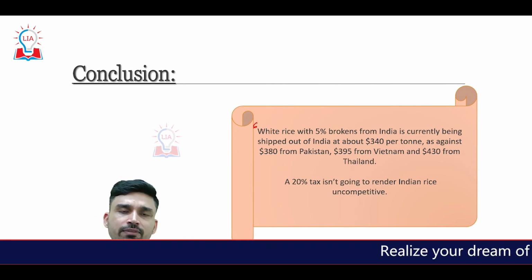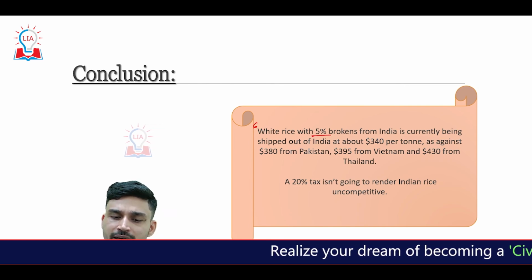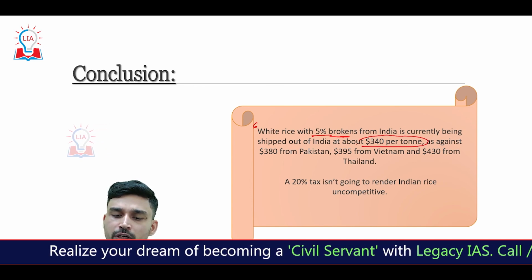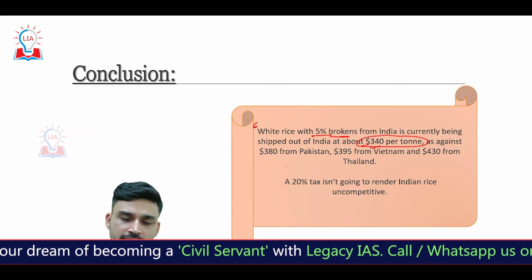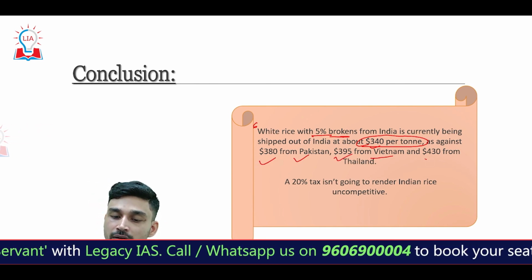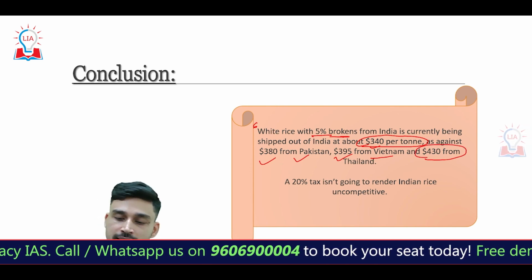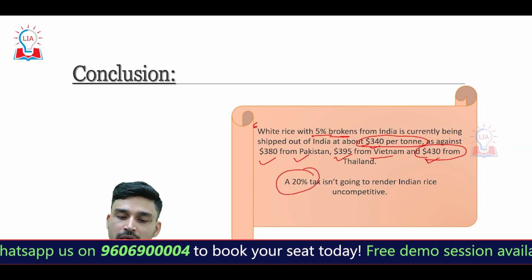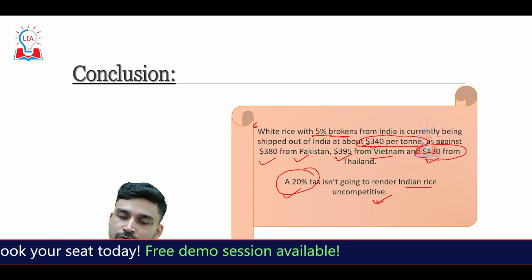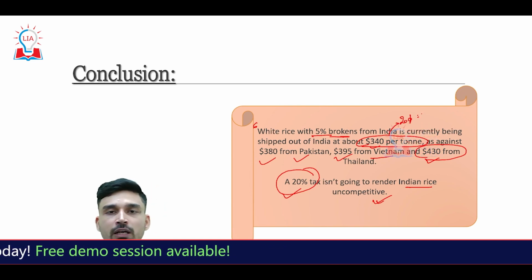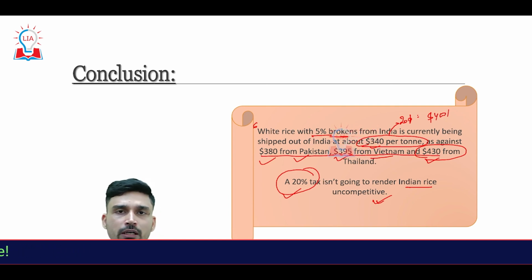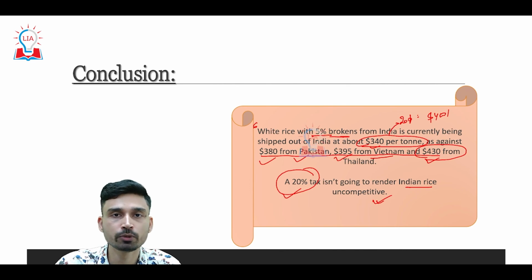If we believe the experts, white rice with 5% broken grains from India is being shipped out at the rate of $340 per ton. If you compare other exporting countries, Pakistan is selling it at $380 per ton, Vietnam at $395, and Thailand, the second largest exporter after India, at $430. So just putting a 20% tax on this category of rice is not going to render Indian rice uncompetitive, because even with 20% on this, it will come to about $400 per ton. So it is comparable to all other exporting countries. So obviously India's export is not going to take the hit.